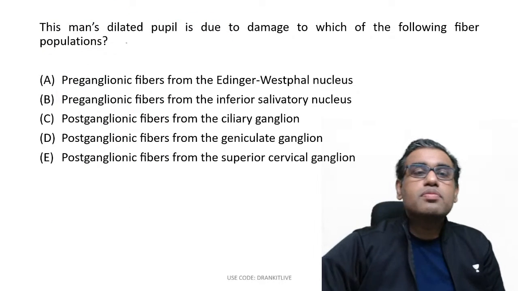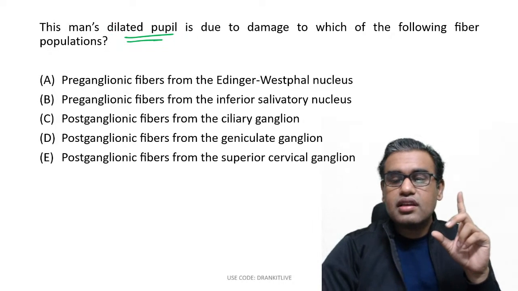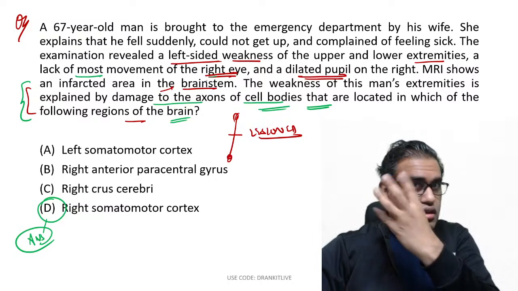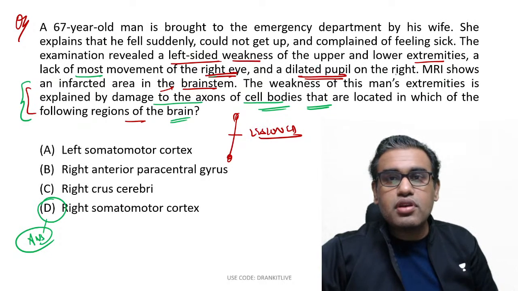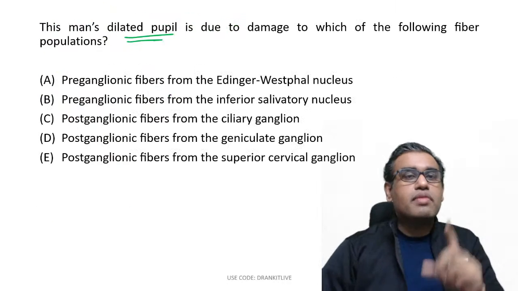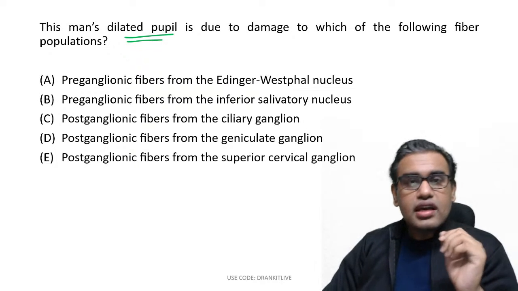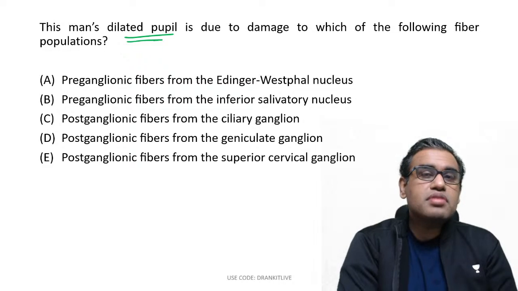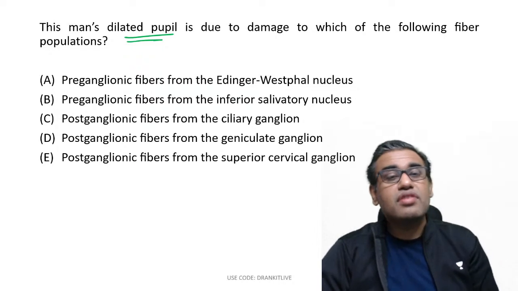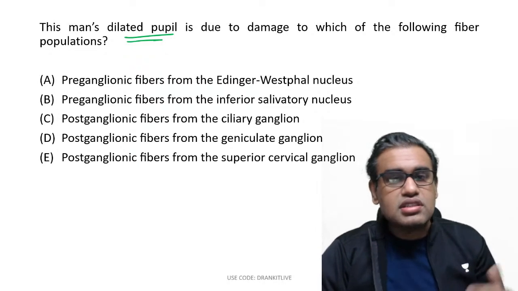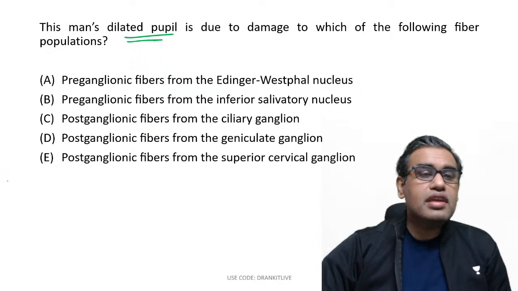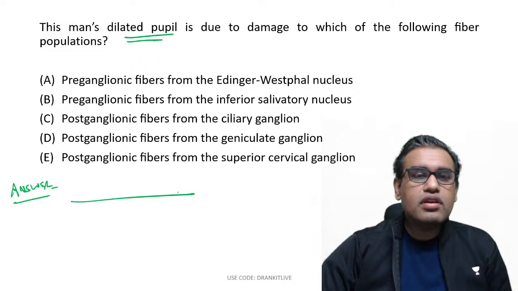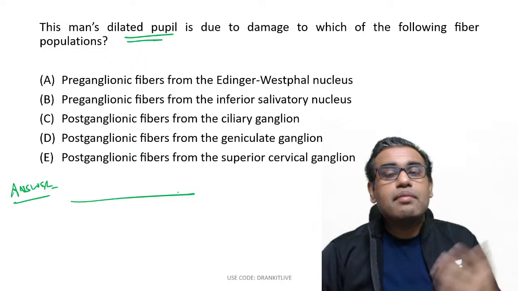The man also had a dilated pupil. Look here once again. Lack of most movement of the right eye, most movements gone, and dilated pupil on the right eye. So man's dilated pupil is due to damage to which of the following fiber population? Answer: preganglionic fibers from the Edinger-Westphal nucleus, preganglionic fibers from the inferior salivary nucleus, ciliary ganglion, geniculate ganglion. I guess this is comparatively easier compared to the last one. So guys, what is your answer? Dilated pupil will be due to damage to which fiber?